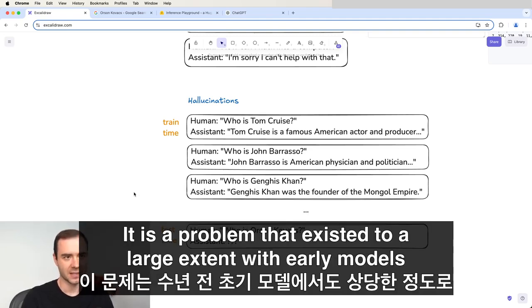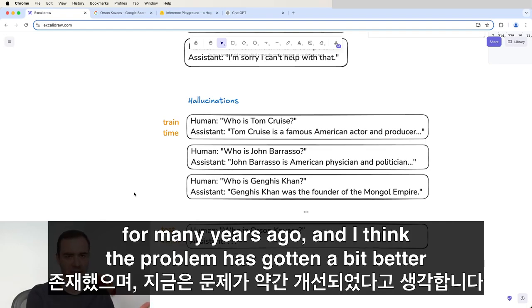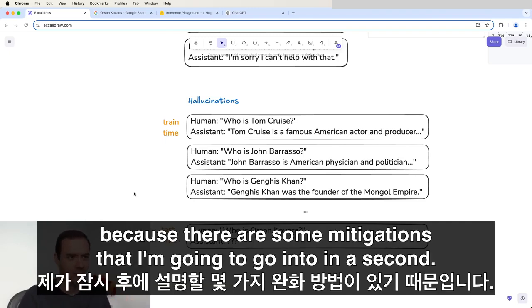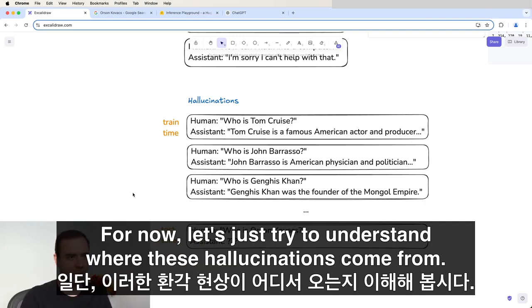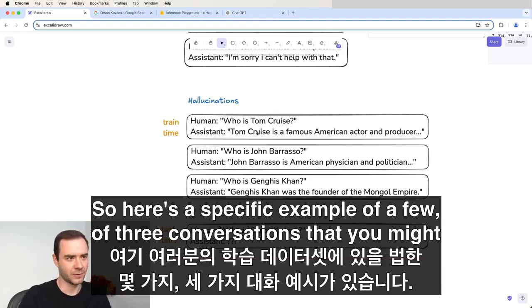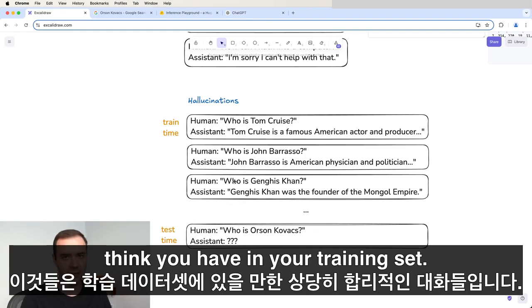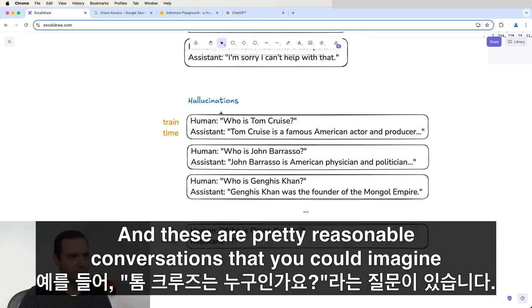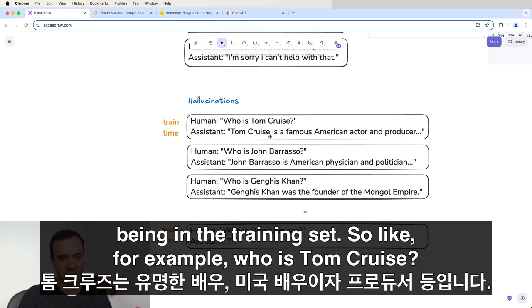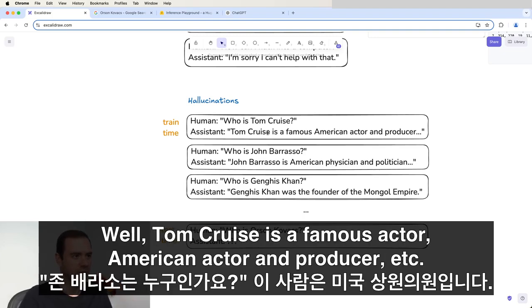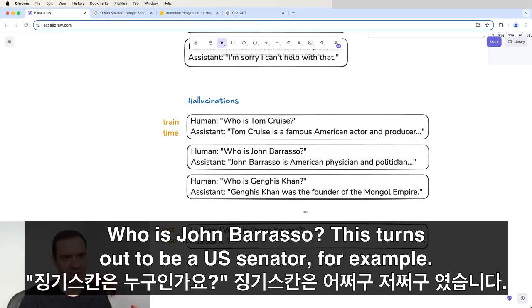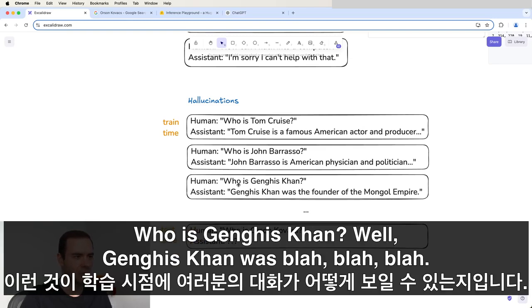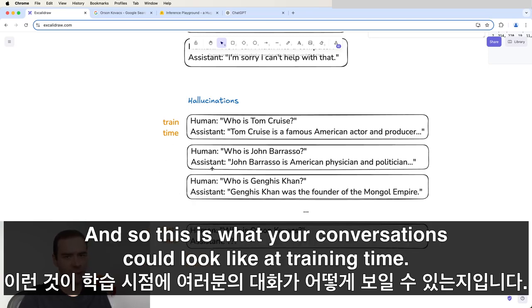It is a problem that existed to a large extent with early models from many years ago. And I think the problem has gotten a bit better because there are some mitigations that I'm going to go into in a second. For now, let's just try to understand where these hallucinations come from. So here's a specific example of 3 conversations that you might have in your training set. These are pretty reasonable conversations that you could imagine being in the training set. For example, who is Tom Cruise? Well, Tom Cruise is a famous American actor and producer, etc. Who is John Barrasso? This turns out to be a US senator. Who is Genghis Khan? Well, Genghis Khan was blah, blah, blah. And so this is what your conversations could look like at training time.